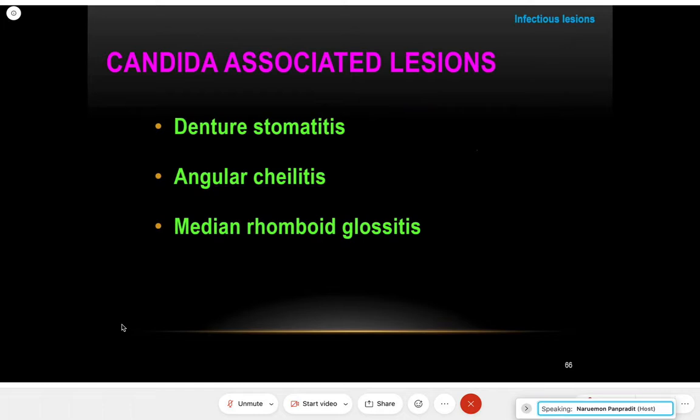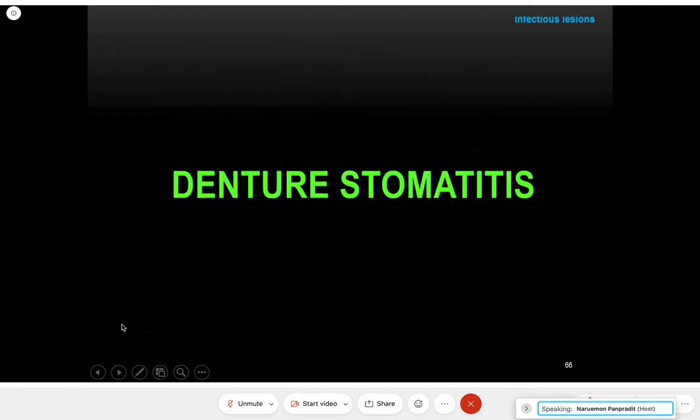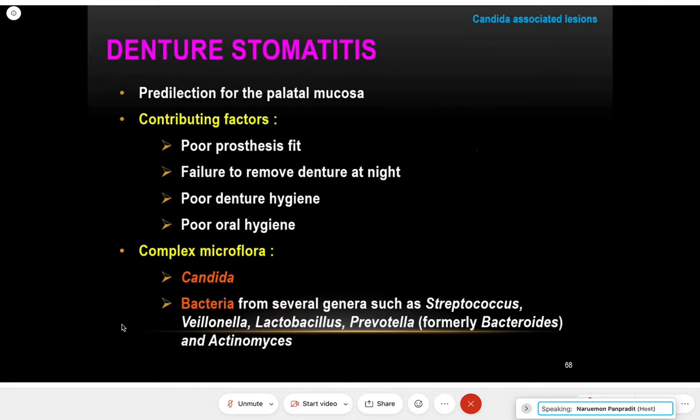Okay, next, I will talk about another group called Candida-associated lesions. In this group, I will talk about denture stomatitis, angular cheilitis, and median rhomboid glossitis. Denture stomatitis, I think, is very easy to recognize, because if the patient doesn't have a denture, please don't diagnose this one. The patient must wear a denture.